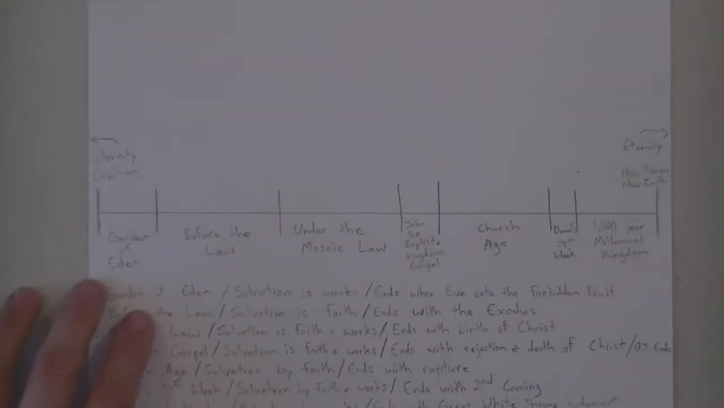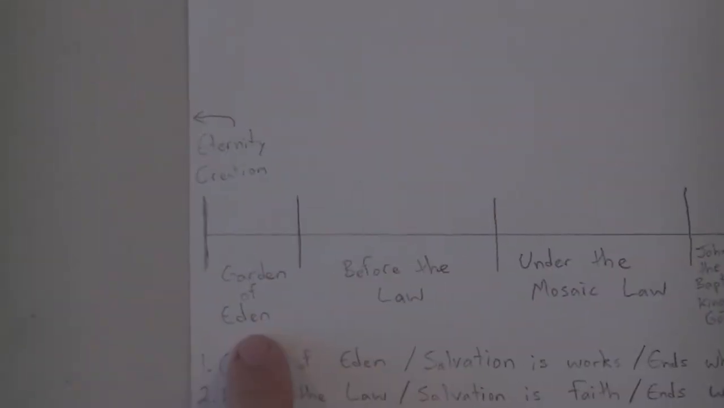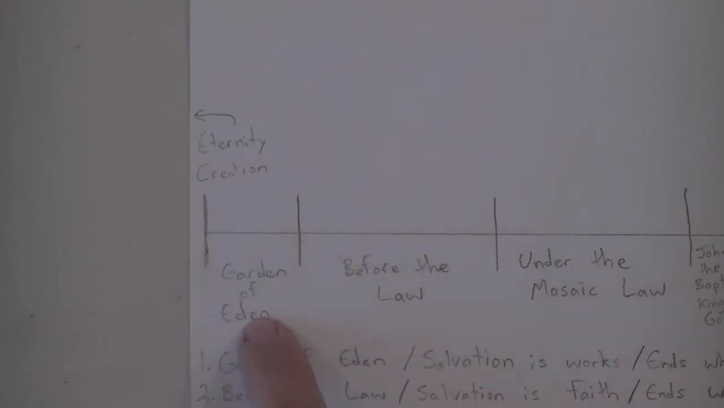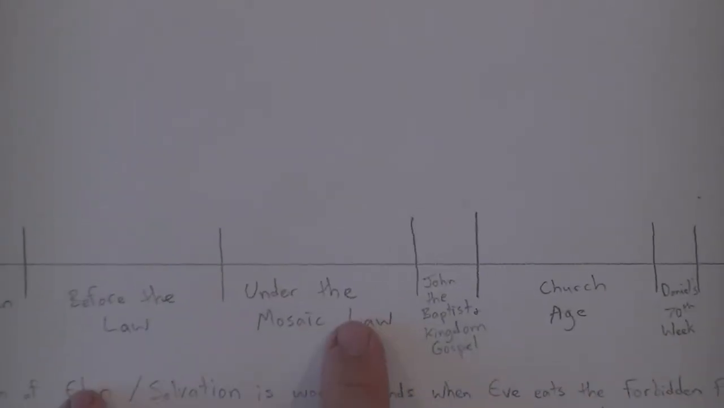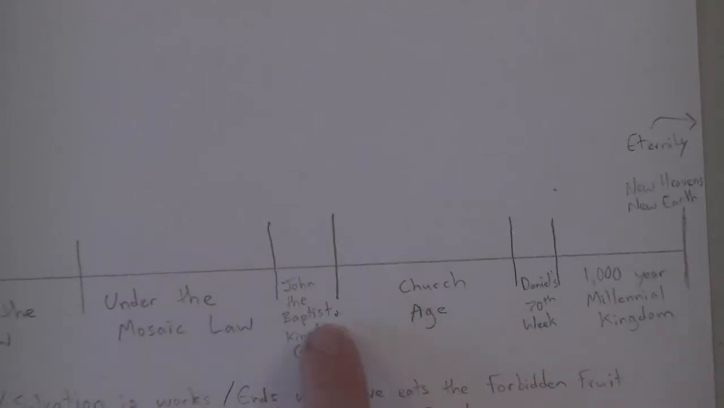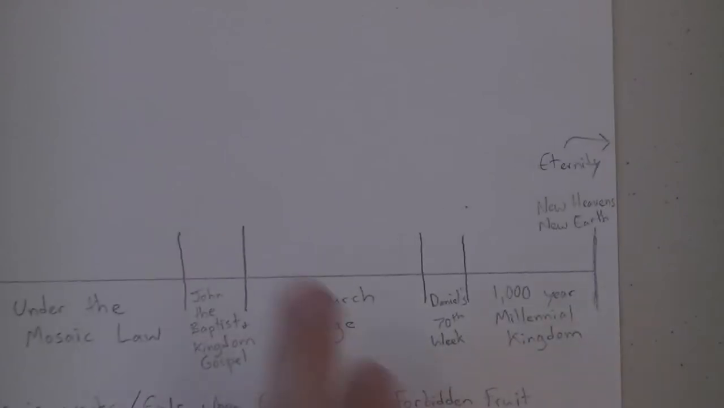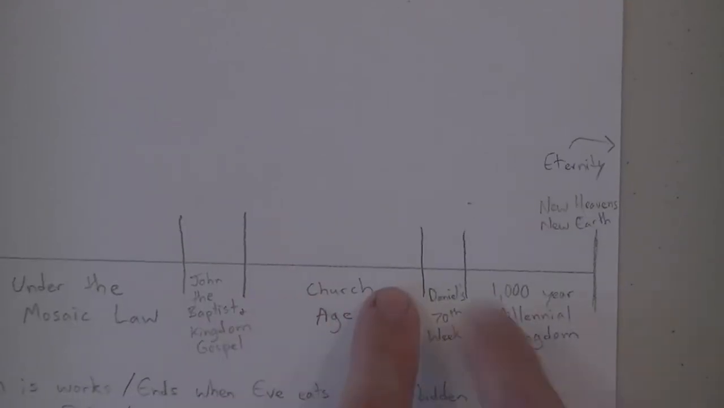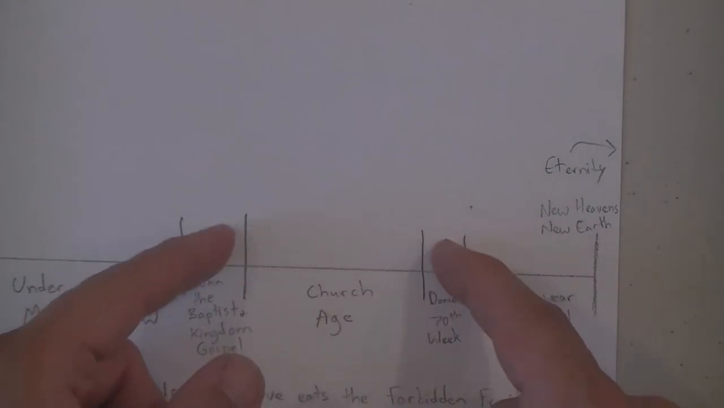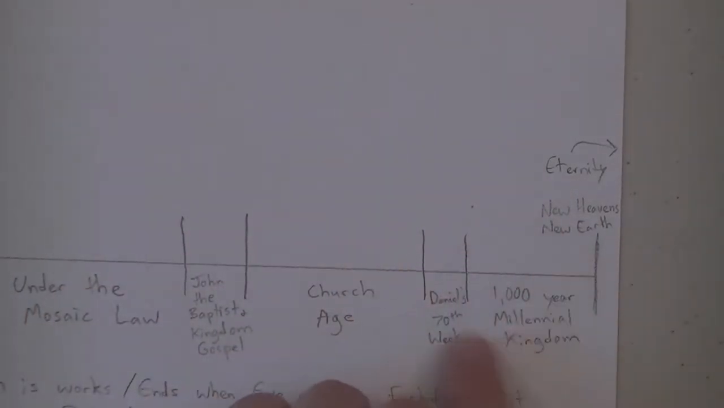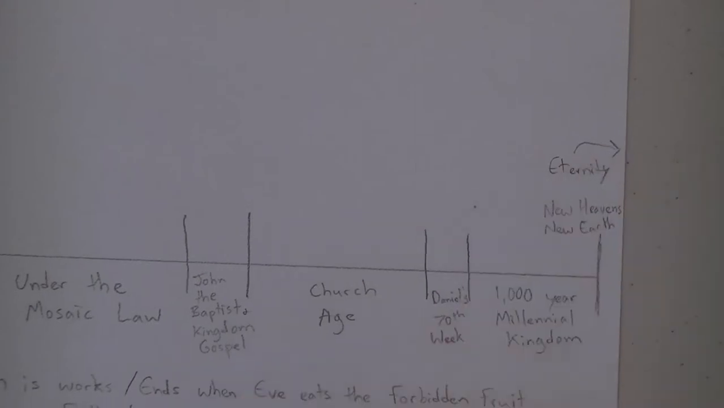Here's my dispensational chart. Okay, it starts out with eternity this way. God creates the world. You have the Garden of Eden would be the first dispensation. Then you have before the law, Abraham, Isaac, Jacob, under the Mosaic law, the laws that God gives to Moses. That lasts until John the Baptist and the Kingdom Gospel come in. That lasts until Jesus dies on the cross, which brings in the church age. Then you have Daniel's 70th week. Okay, this is the gap here between the 69th and the 70th week, the church age. Daniel's 70th week, the 1,000-year millennial kingdom is the final one, and then you have new heavens and a new earth here, and eternity this way. All right? Now, that's very basic. And again, don't start jumping up and down, and, well, what about this? What about that? I'm just trying to make a basic study here.